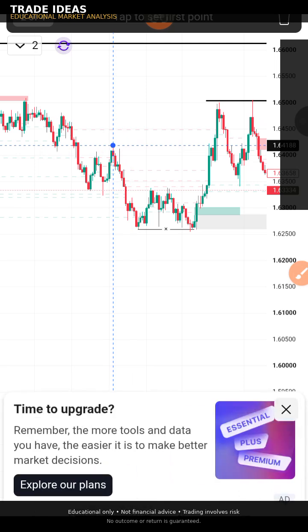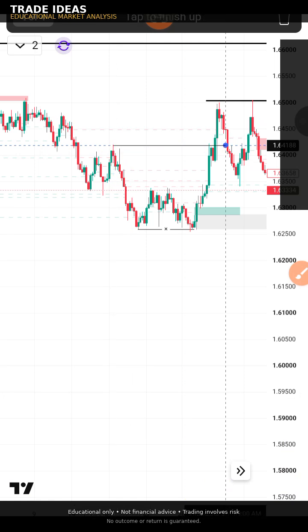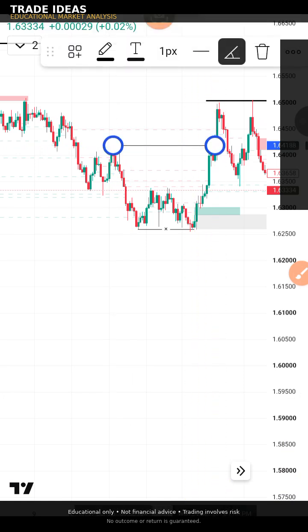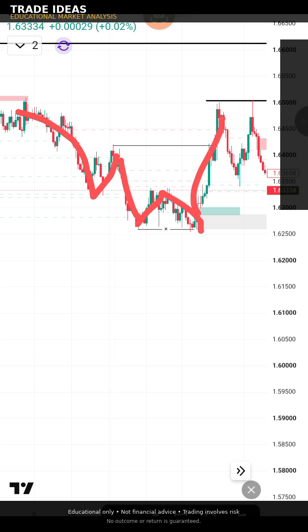we see this leg has been taken out, indicating a change of price delivery. Because as at the last time when price was coming down, we had this, and we had this. All of a sudden we have this push. After this exhaustion, we have this push.